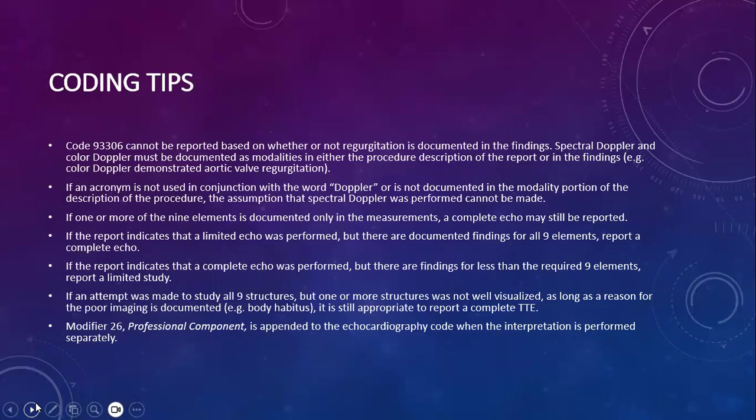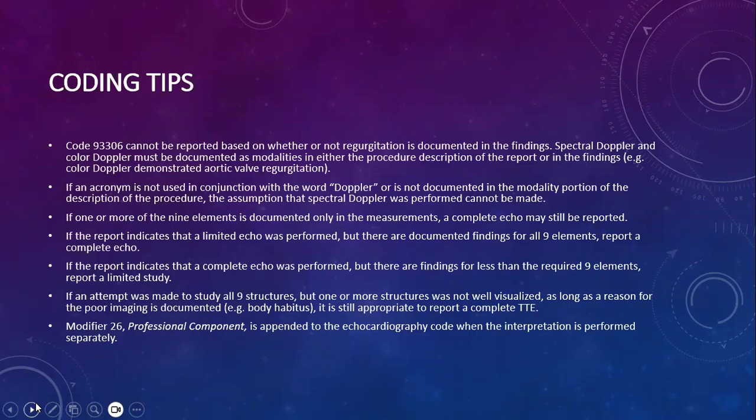So, if an acronym is not used in conjunction with the word Doppler, or it is not documented in the modality portion of the description of the report, we can also not make that assumption. We need to make sure that the providers are clearly documenting this in the report. If one or more of the 9 elements is documented only in the measurement, it can still be considered a complete echo. So that means that if your provider doesn't give you the 8th or 9th element, but you can see in the measurements that there is a result for that specific element, you can still count it towards a complete echo.